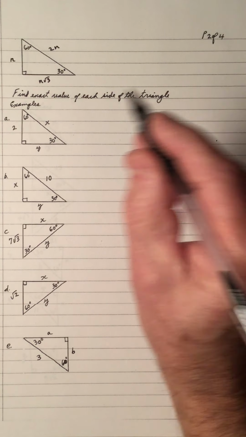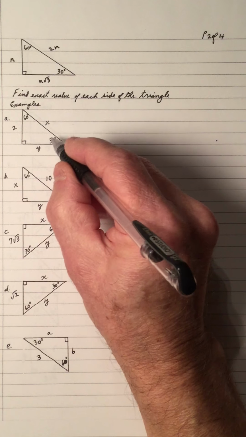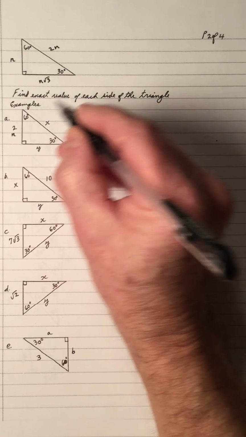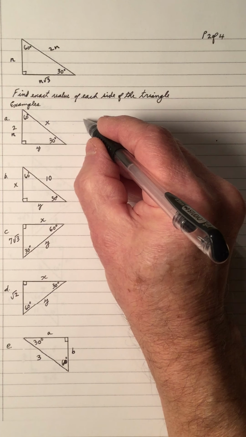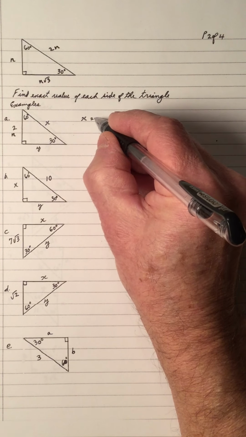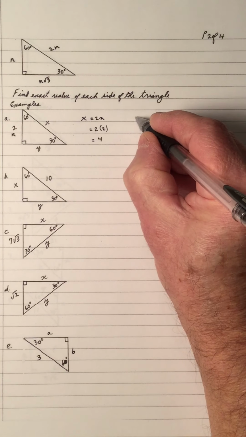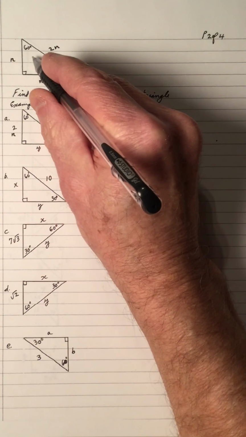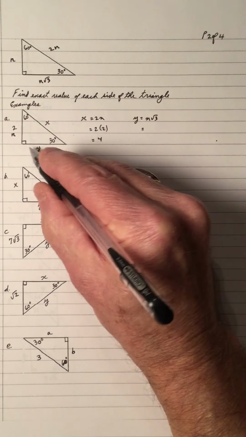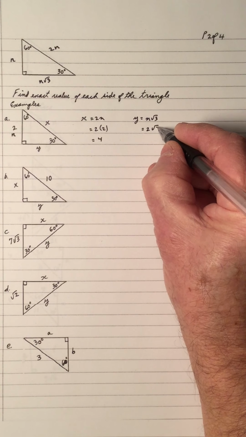Let's work out some examples. I have a 30, 60, 90 triangle, and it has a 2, an x and a y. Notice the 2 is opposite to 30, so that means the 2 is the n. x is the 2n, so x equals 2n. So n is 2, which means x is 4. And y is opposite to 60, so y is n root 3. Remember n is 2 from the diagram, so this is 2 root 3.